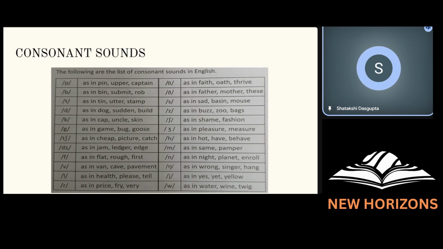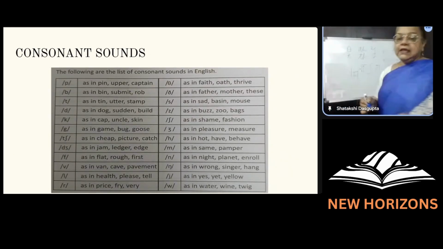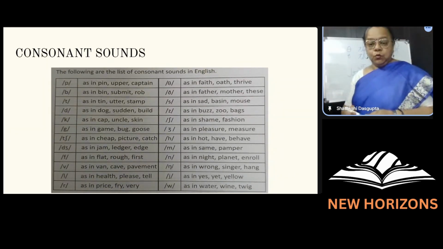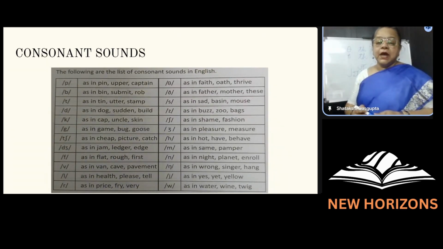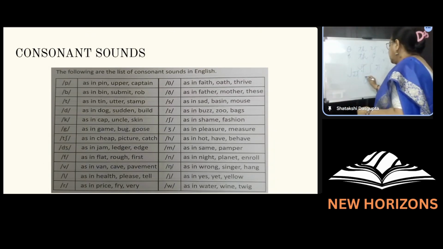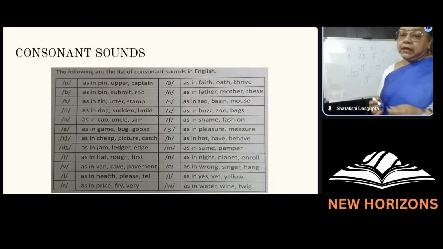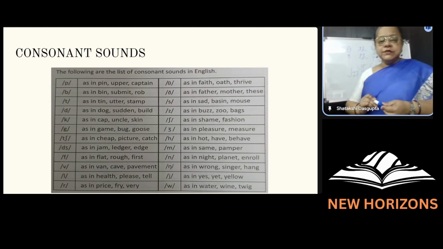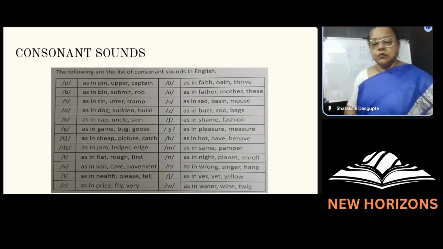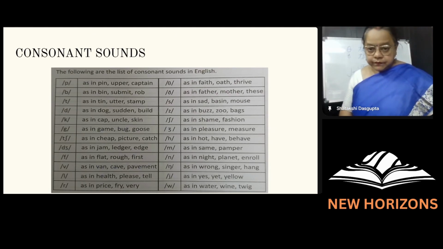The next one, don't get confused. Though it is J over here, the sound produced is ya: yes, yet, yellow. And the last one is wa: water, wet, twig. Any doubt in any sound? Yes, ma'am. Which one? Ma'am, there was a V and there is a W. Both make the sound V.